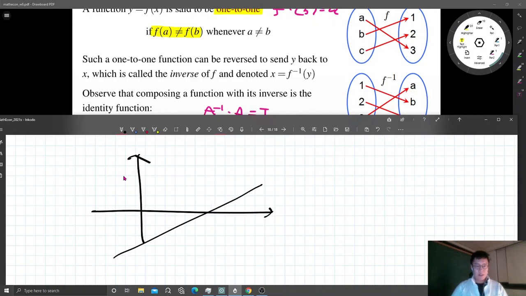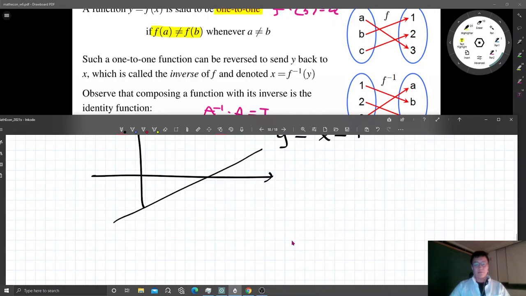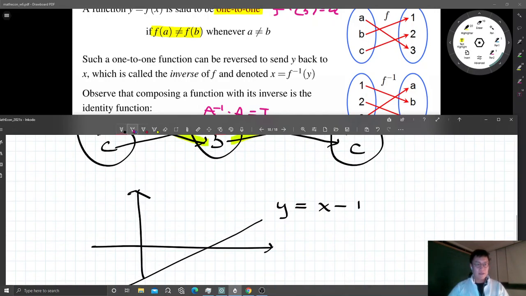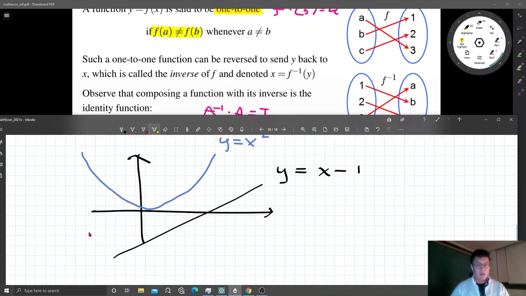y equals, say, x minus 1. That is monotonely increasing over the domain, so over the real numbers. So that is a one-to-one function. But y equals x squared is not one-to-one because, although we have two different inputs, negative 1 and 1, this function gives us the same value, 1.